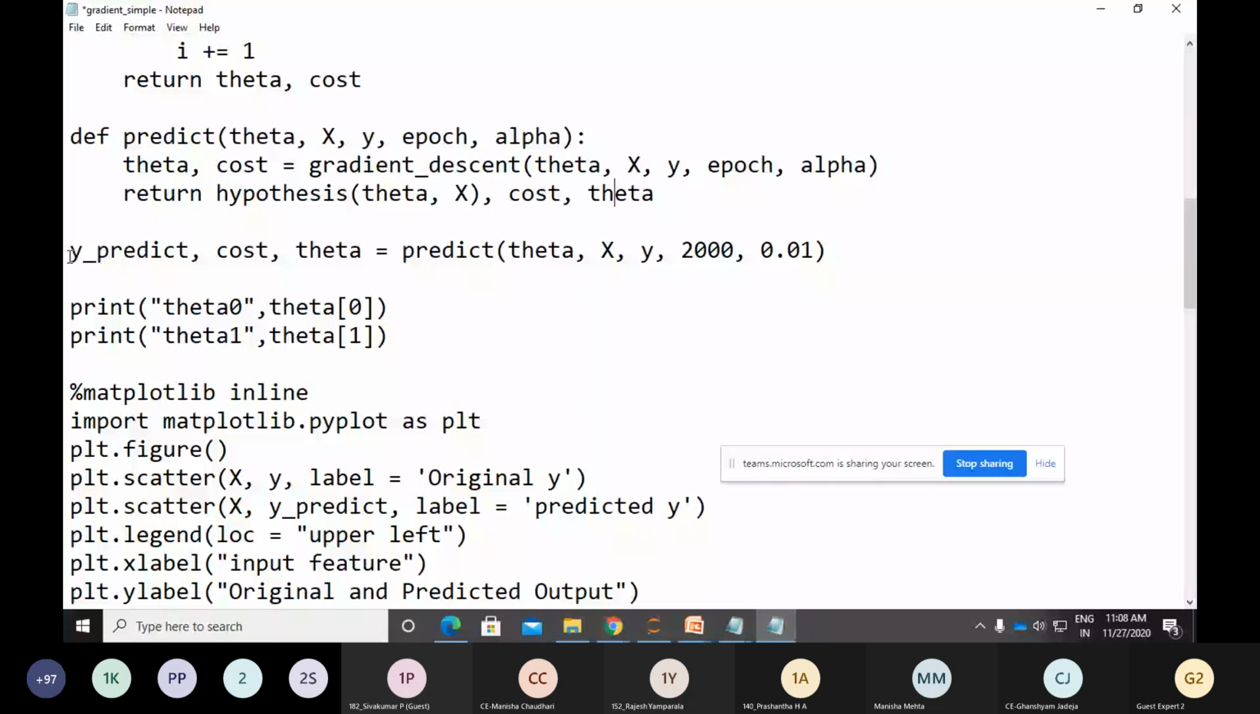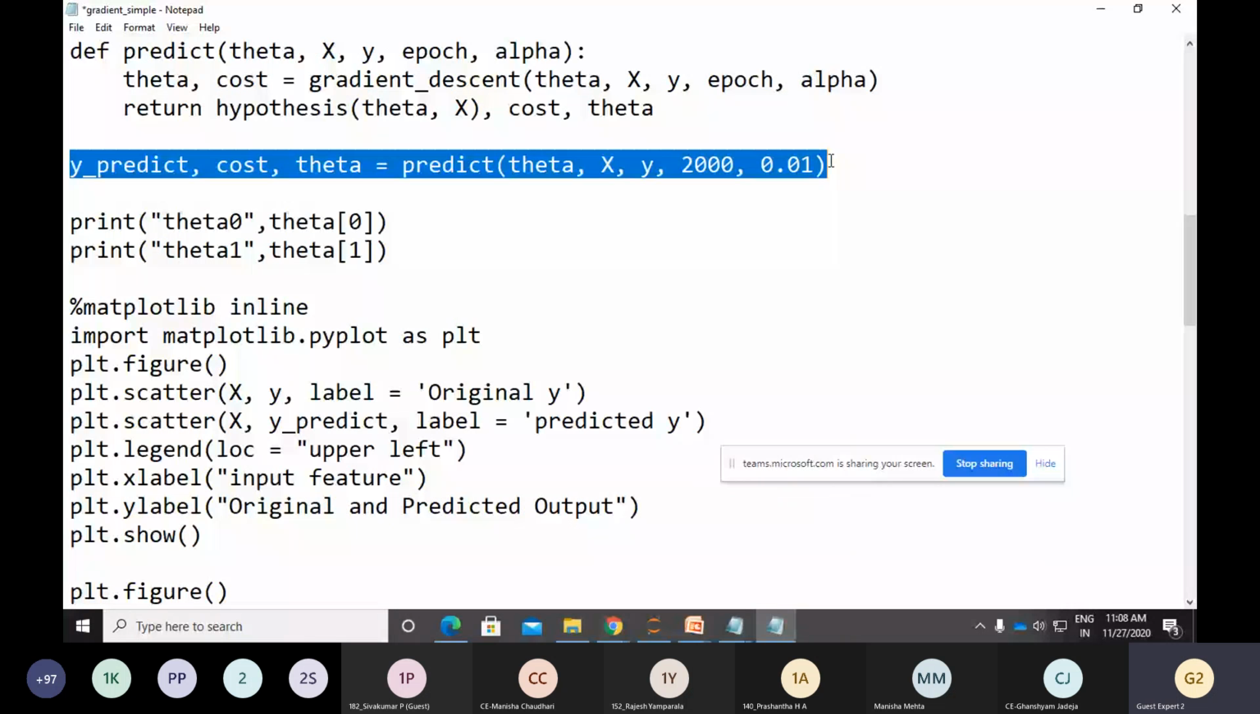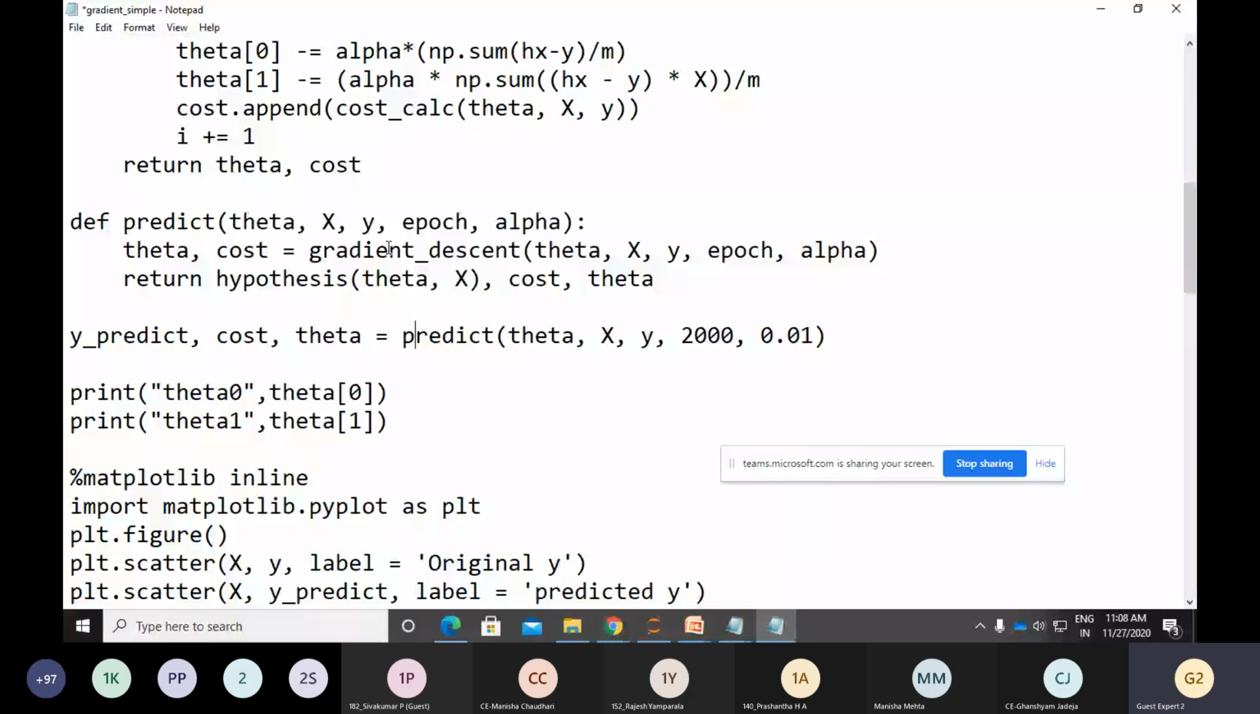So these are the definitions of the functions. Now we are actually calling the function in this line. We call the predict function with the initial theta value, that is 0, 0, our data set, and I want to run gradient descent for 2000 iterations. So epoch is equal to 2000 and my learning rate alpha is 0.01. The predict function will call the gradient descent function, which will find out the theta and cost, and using that theta I can predict the value of y.